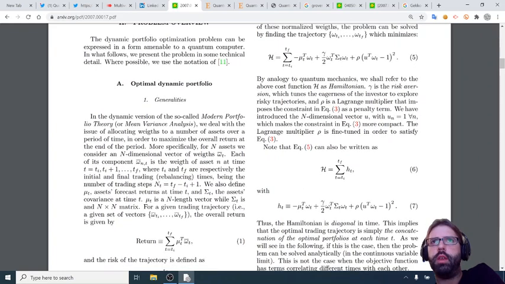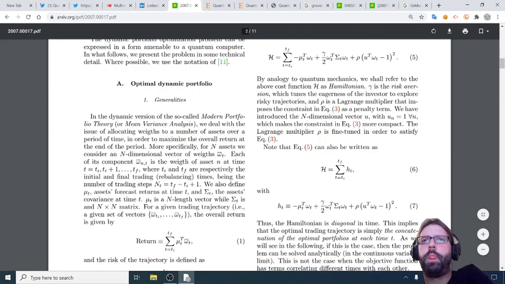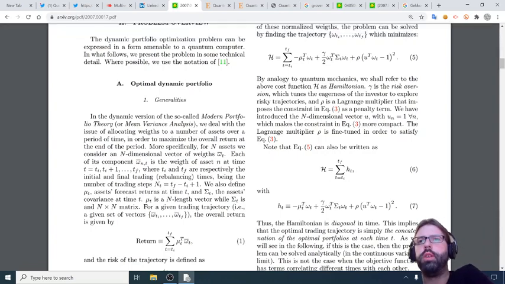What is it saying here? The equation 5 can also be written as the sum of these h sub t's, where each h sub t is, basically the same. It's in here. Thus the Hamiltonian is diagonal in time. This implies that the optimal trading trajectory is simply the concatenation of the optimal portfolios at each time.